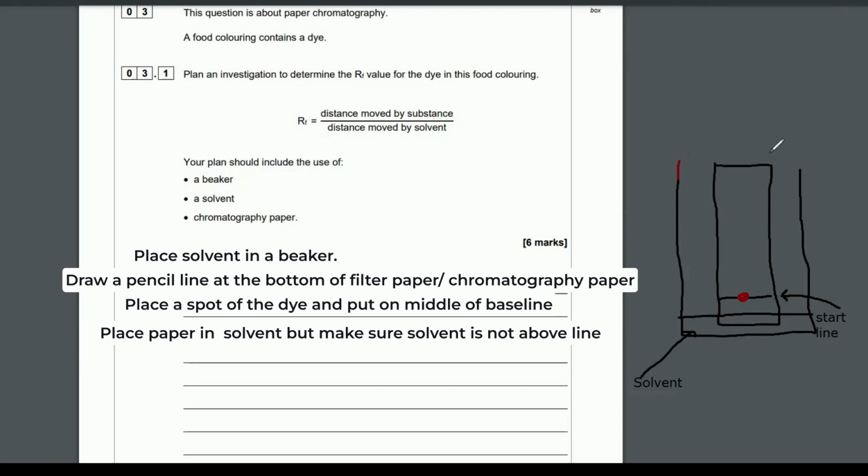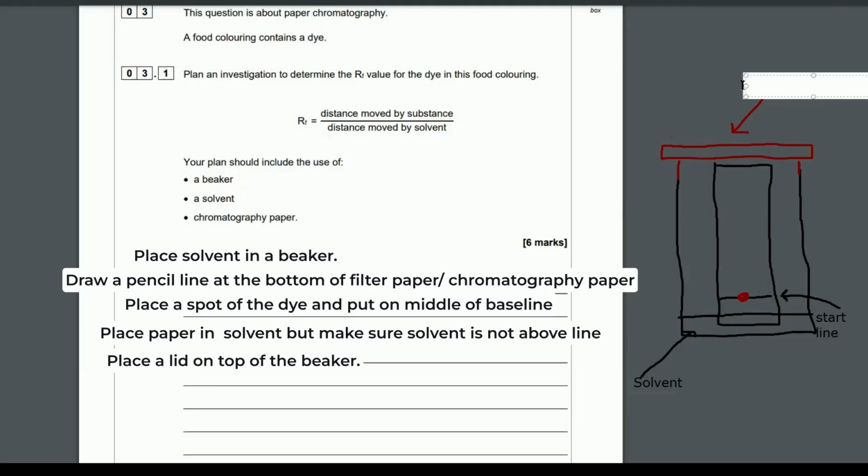Now, we also need to put a lid on top. Why do we need a lid? This prevents evaporation of the solvent. Sometimes we're using organic solvents like ketones, like propanone, or alcohols like ethanol, and those evaporate. They have lower boiling points than water, so they evaporate more easily. We don't want our solvent to disappear, so we need a lid to make sure the solvent doesn't evaporate.